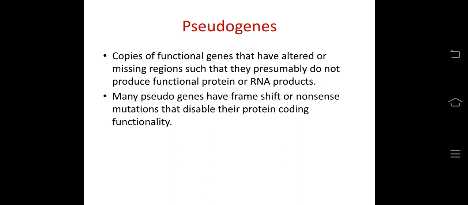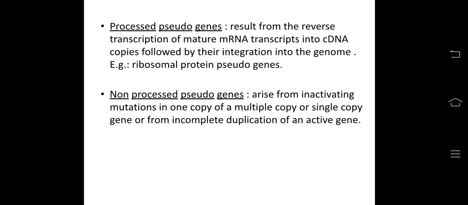So these are copies of functional genes that have altered or missing regions such that they presumably do not produce functional protein or RNA products. They are not capable of producing functional protein or RNA products. Many pseudogenes have frame shift or nonsense mutations that disable their protein coding functionality. Then some categories are also there.